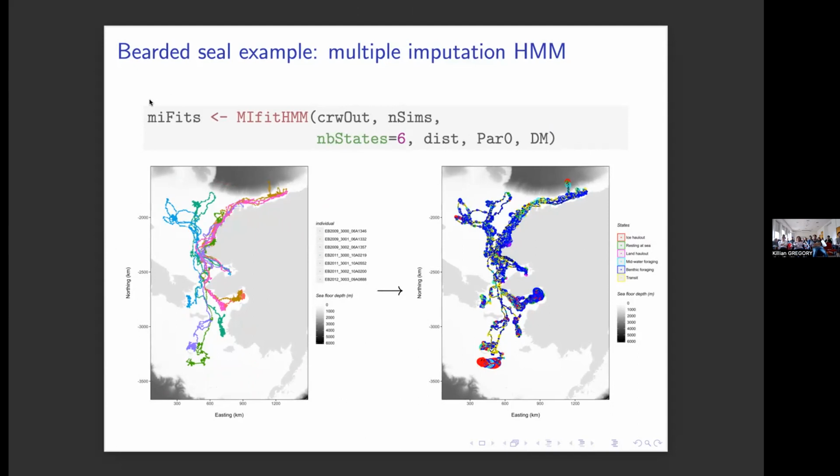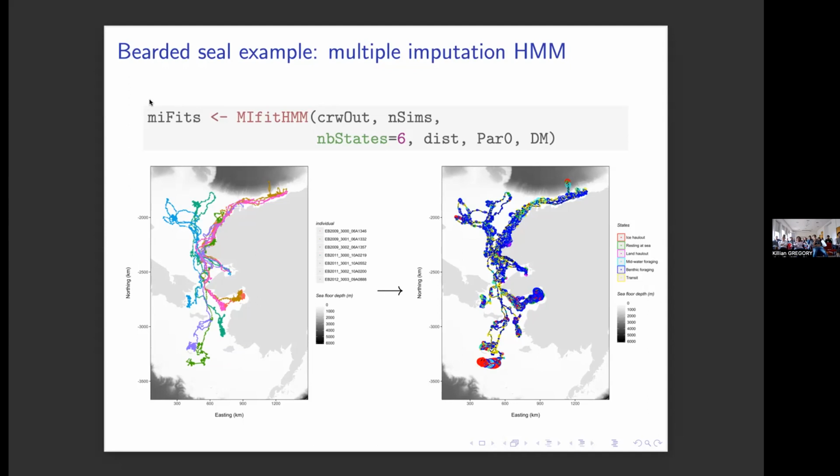So you can constrain parameters by having a common intercept, or you can have an individual covariate, things like that. You do that with the DM argument. And then what we get out of that is our pooled state estimates for each track after going over all those imputations.